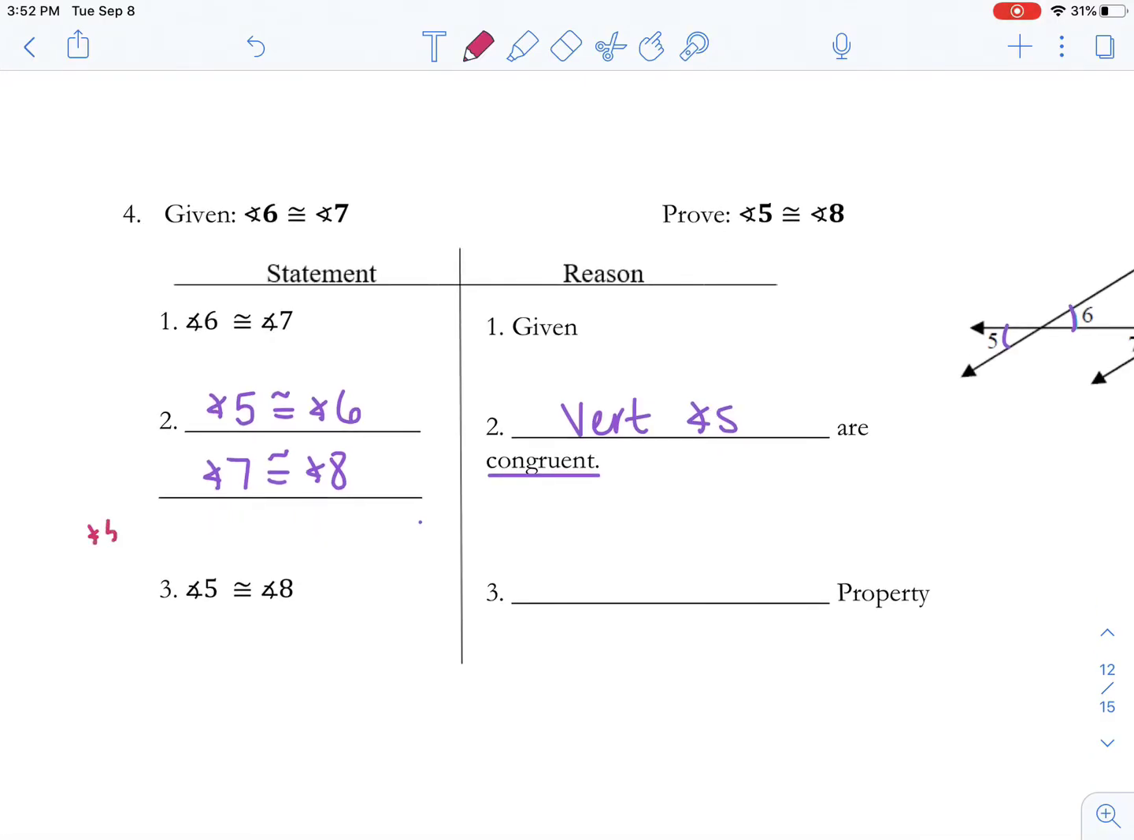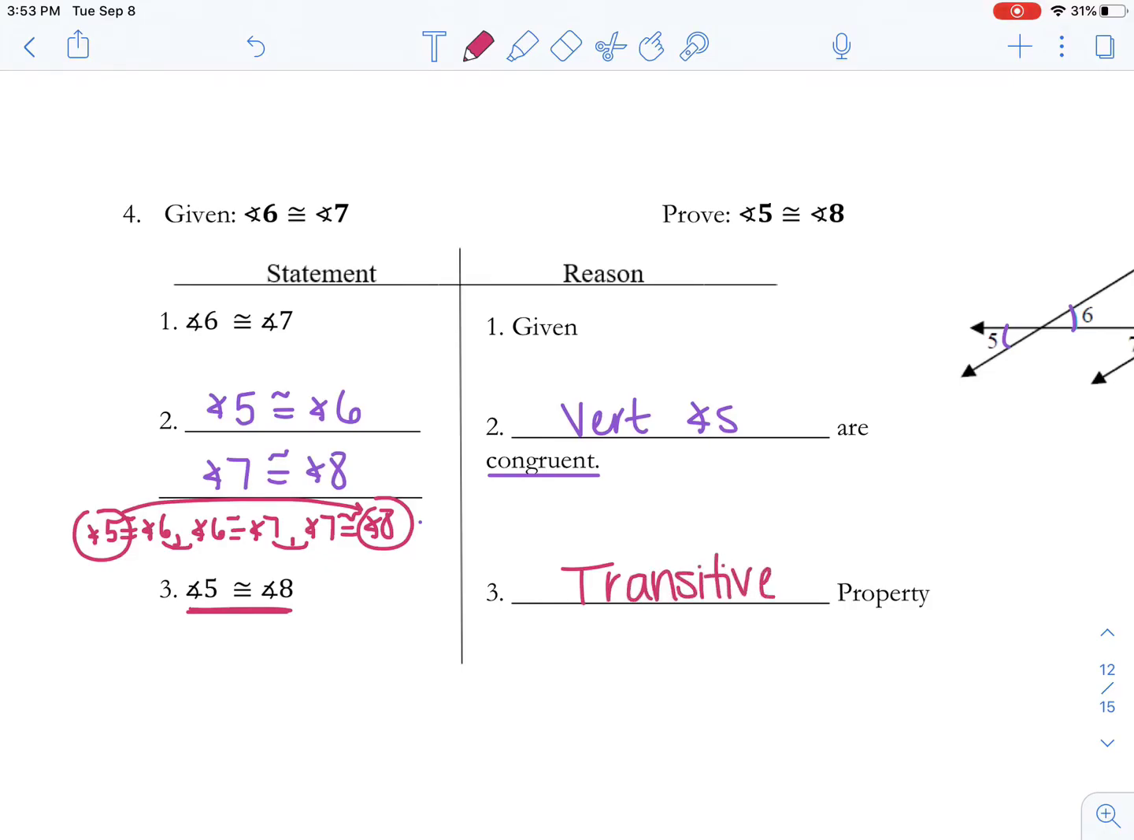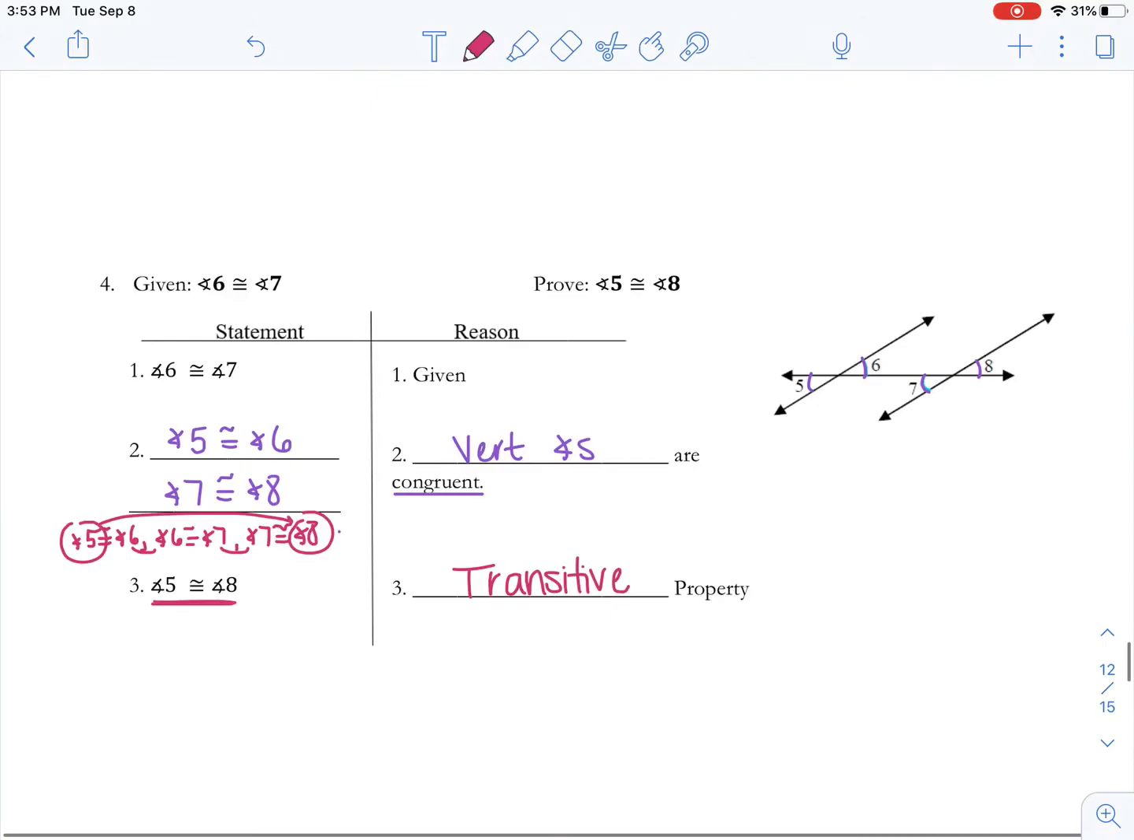I could even write it out in order. I could say angle 5 is congruent to angle 6. Then the next thing I know is angle 6 is congruent to angle 7. And the next thing, angle 7 is congruent to angle 8. So by the train of congruencies, all these guys match up. So that means my first is congruent to the last. Angle 5 is congruent to angle 8 based off of the transitive property. Again, I was able to make that train of congruences. So now all 4 of these are congruent to each other.